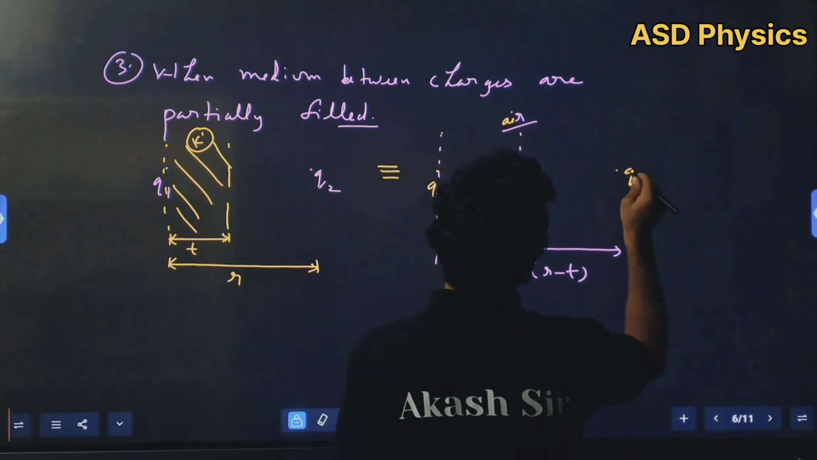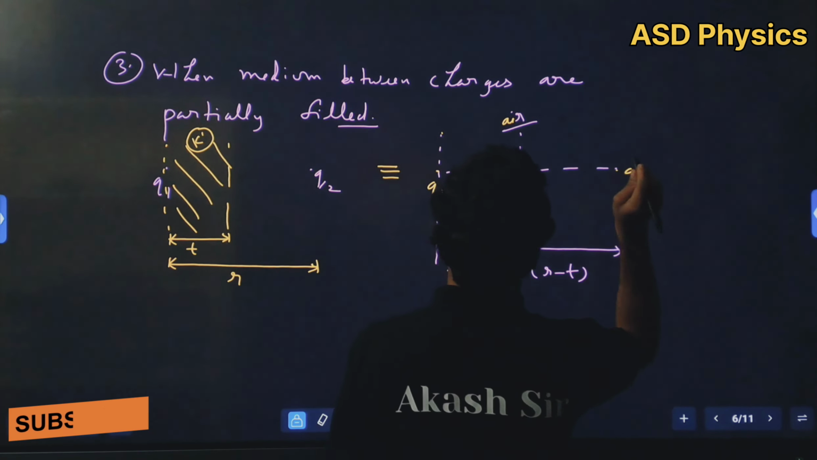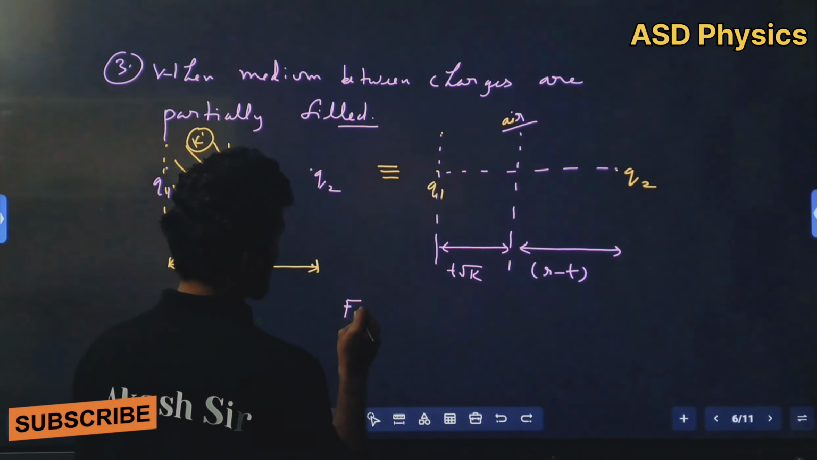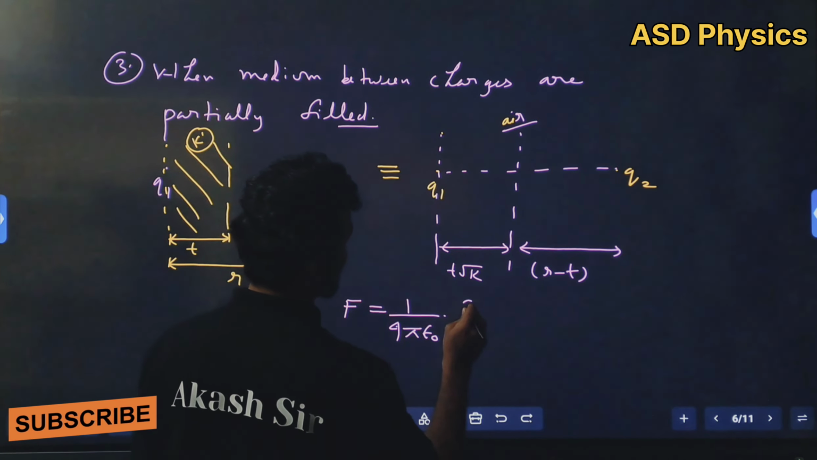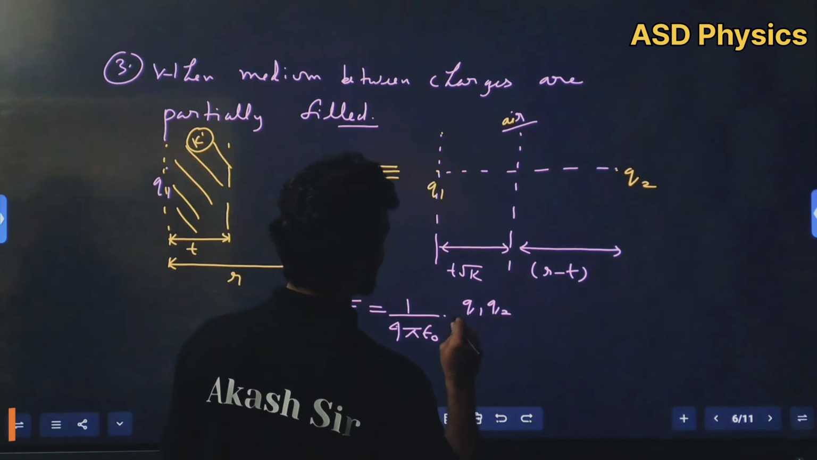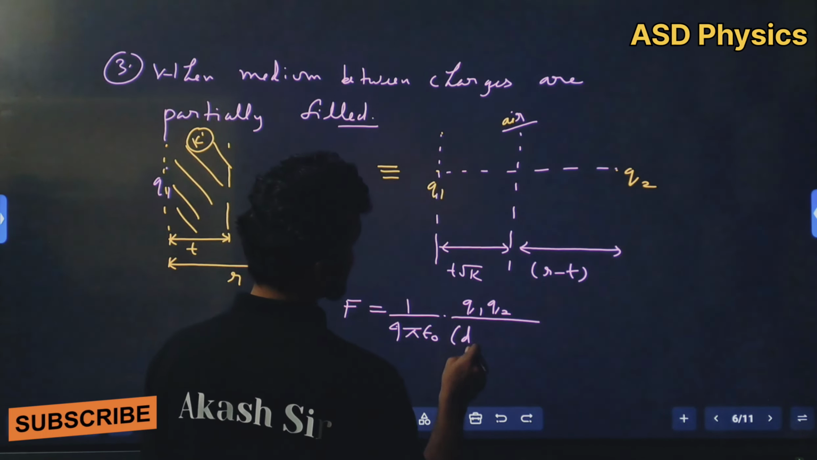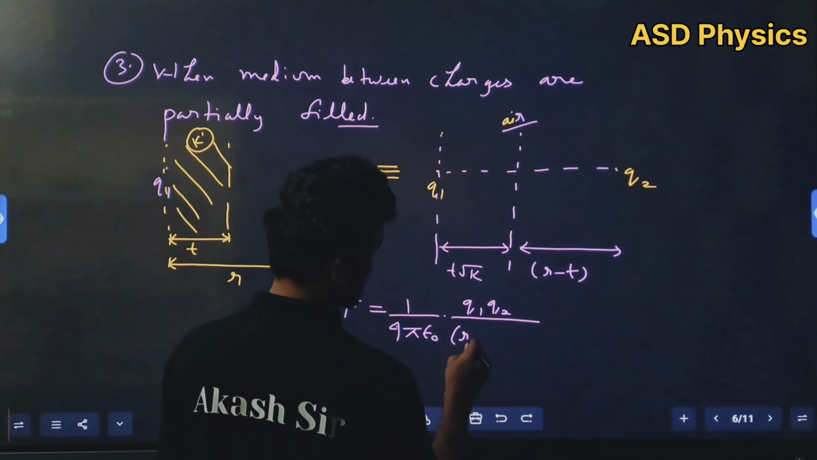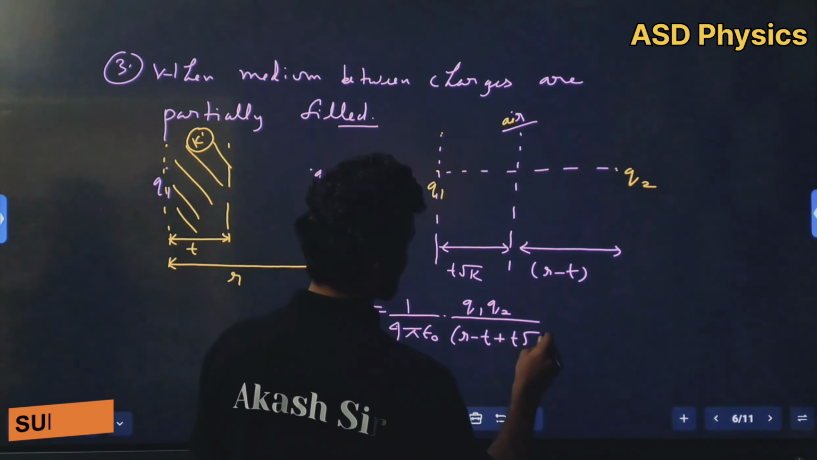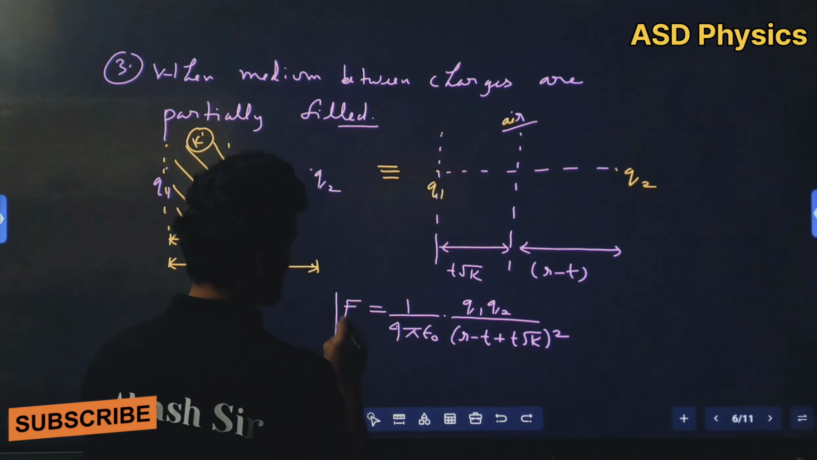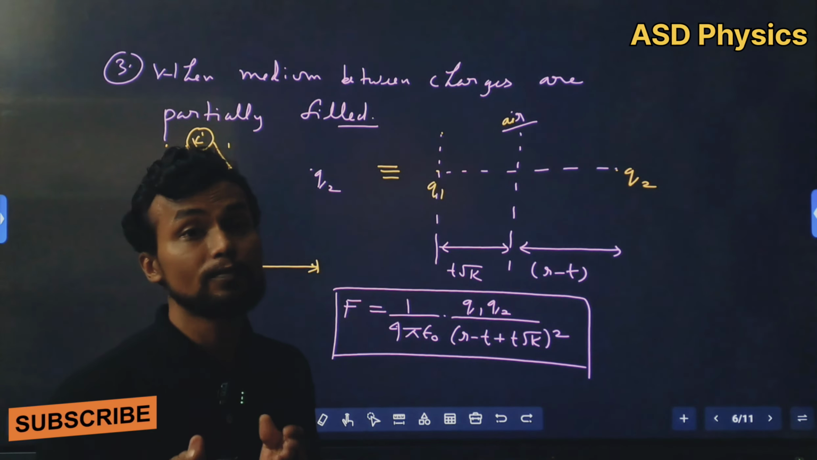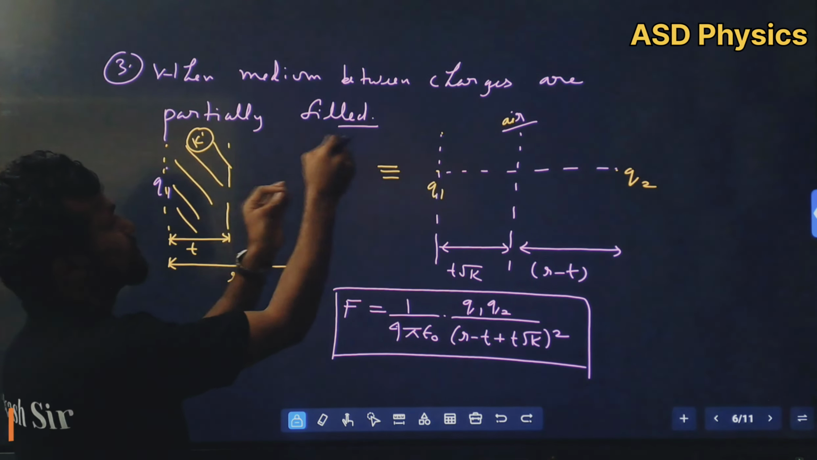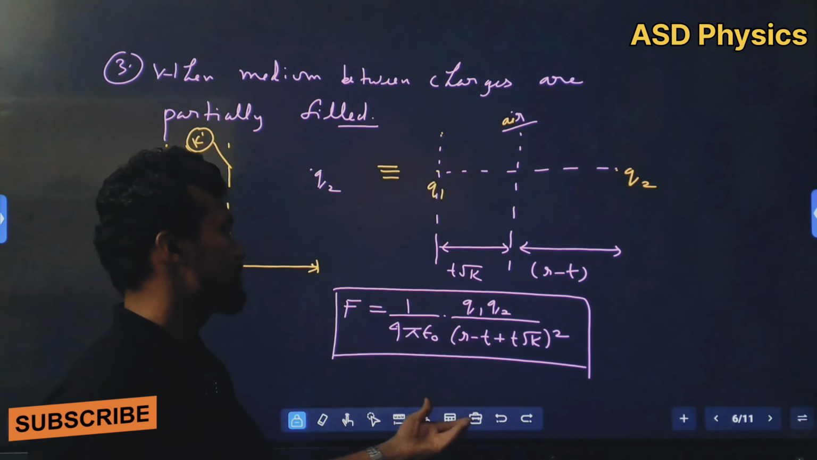So if we have to write the force here, what will be the force? Very easy. F equal to 1 by 4 pi epsilon naught into q1 q2 by, now the distance, R minus T plus T root k, whole square. This formula we have to use for which kind of medium? Partial medium here. This medium will be converted into the equivalent air, then we use the formula.